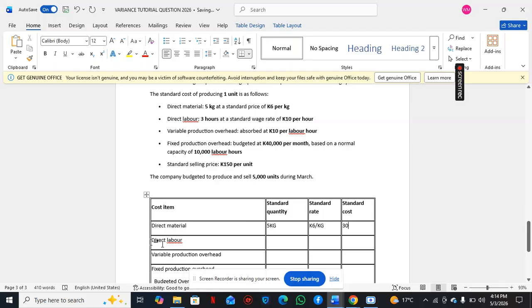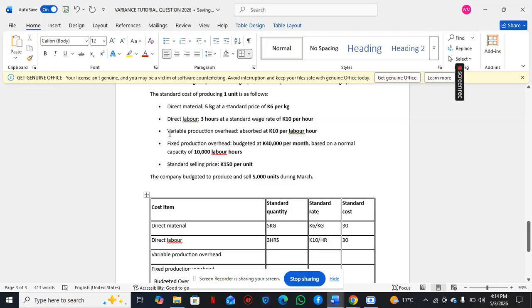Okay, we have direct labor, 3 hours. Standard quantity is 3 hours per unit. So we take 3 hours to produce one unit. The wage rate is 10 kwacha per hour. So the labor cost for one unit, 3 times 10 kwacha, that is 30 kwacha.